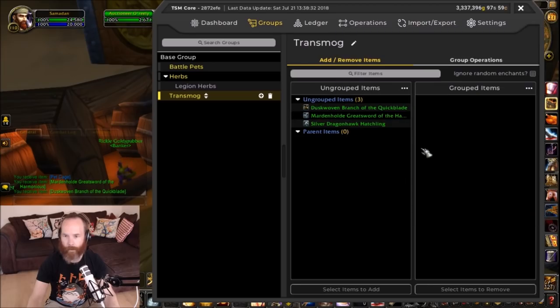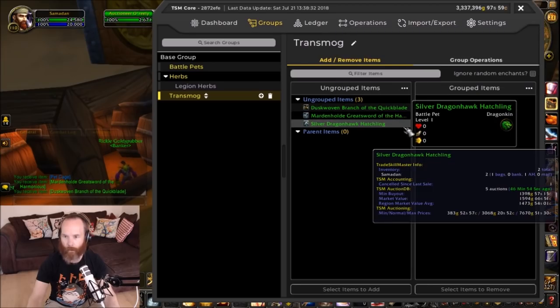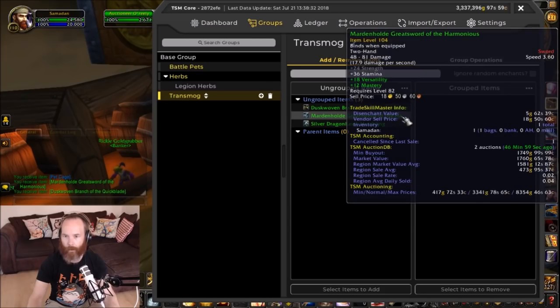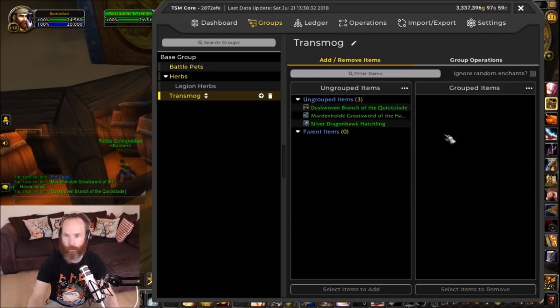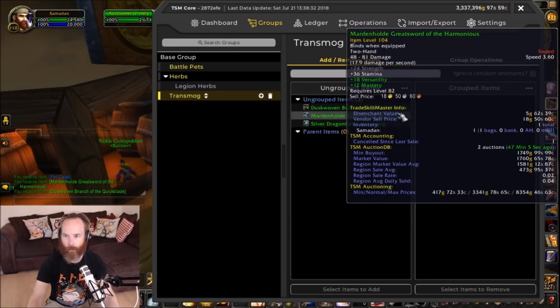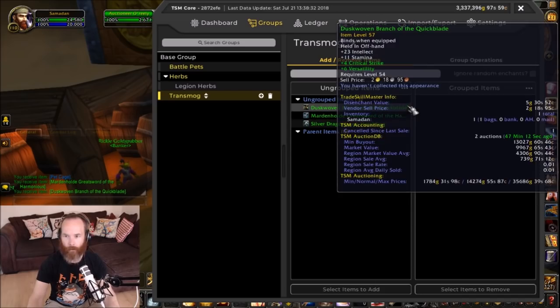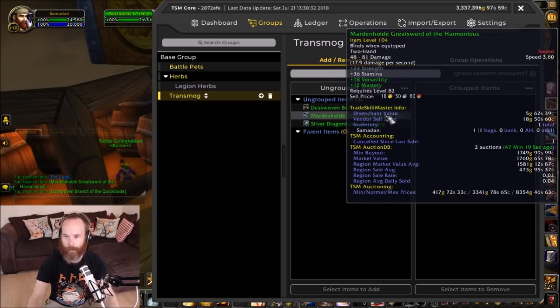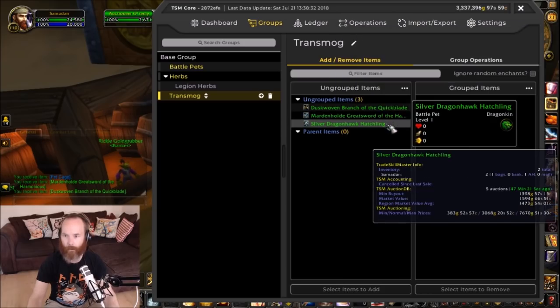Now I've got a few things here in my bags now. I've got a silver dragonhawk hatchling that's level 1, and I've got a Mardenhole great sword of the Harmonious. So there are different types of this, so someone wanting to buy this wouldn't necessarily be interested in the type of sword if they just want to get it for the looks. The same with this one, Duskwoven Branch of the Quick Blade. Now each of these will have different prices depending on the type of them.